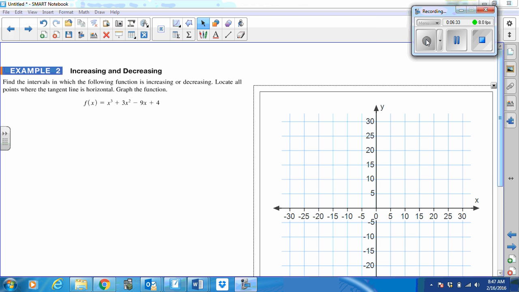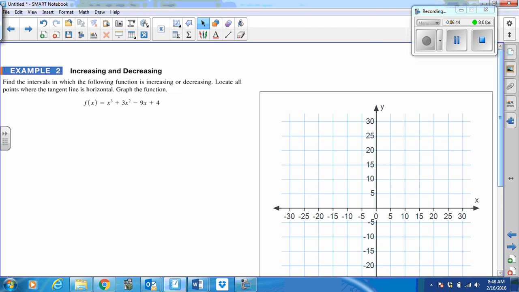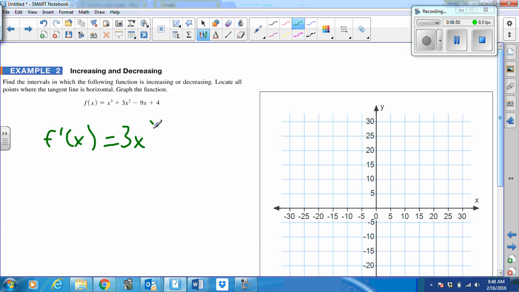Okay, I found the example. So if we want to determine the intervals on which the function is increasing or decreasing, we're going to do that by first finding the first derivative of it. So let's find f prime of x, which is going to be 3x squared plus 6x minus 9.